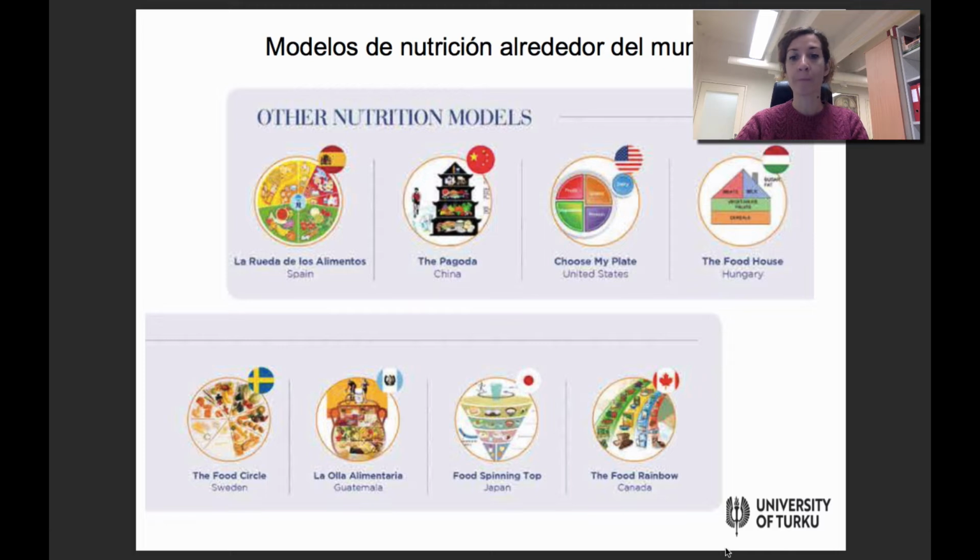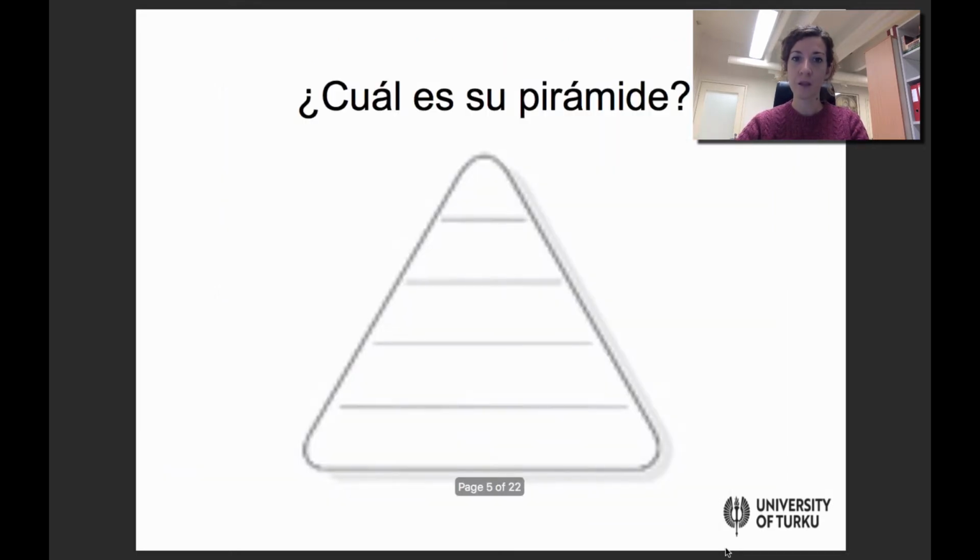I'm personally quite fascinated by this variety of nutritional models, because I think it really gives an idea of how different the food culture of different countries is, and what the differences between countries are. So I think this is an interesting start to think about, for example, what the nutritional model in your country is and how it compares to those of other countries around the world. But let's move to this.